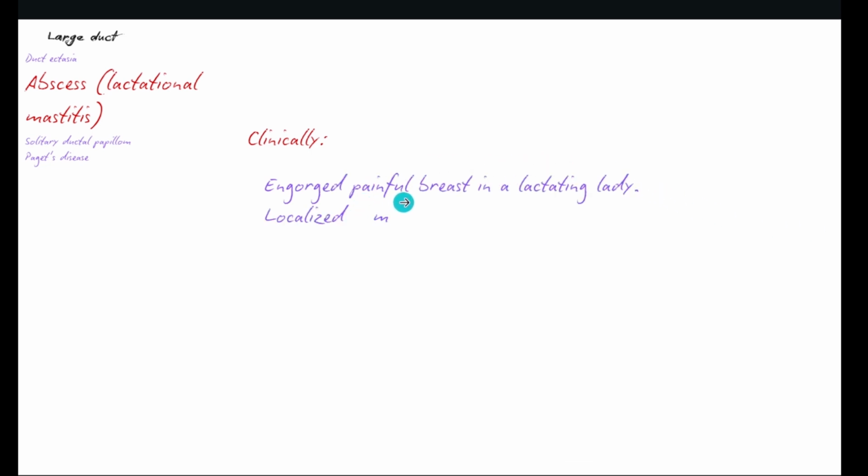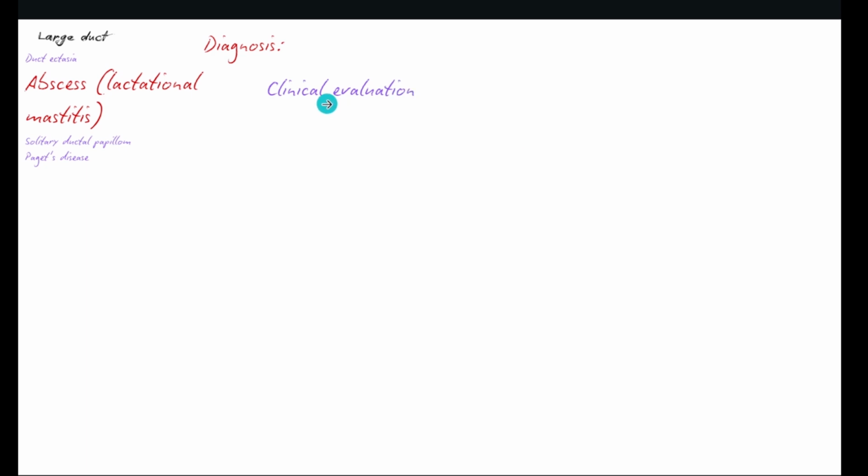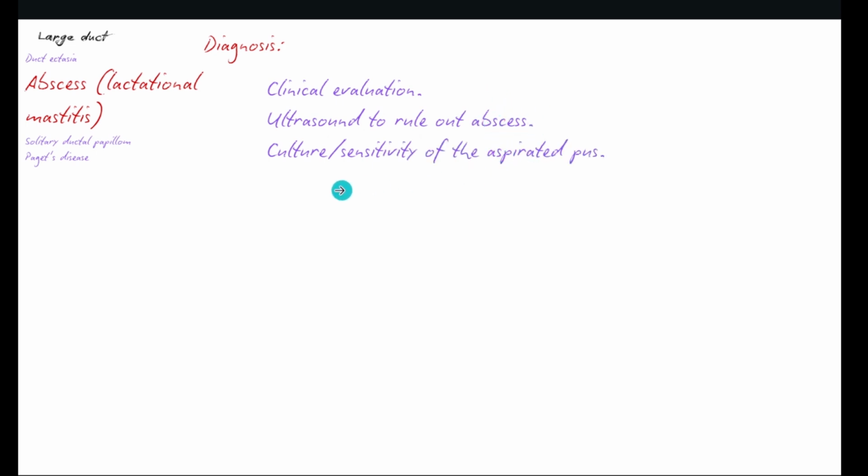Clinically, the patient will present with painful breast engorgement, and she's lactating, with a localized mass and symptoms and signs of acute infection. Diagnosis by clinical evaluation, of course, and ultrasound to rule out abscess, because if there is an abscess, you have to aspirate the fluid of the abscess and send it for culture and sensitivity. We also use aspiration as the first line of management of any lactational mastitis.